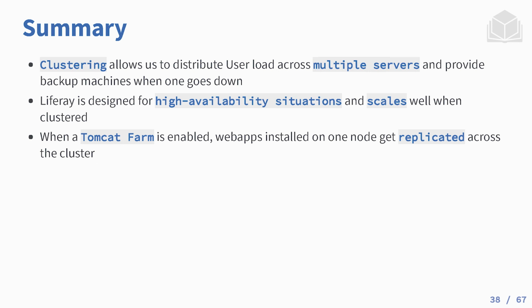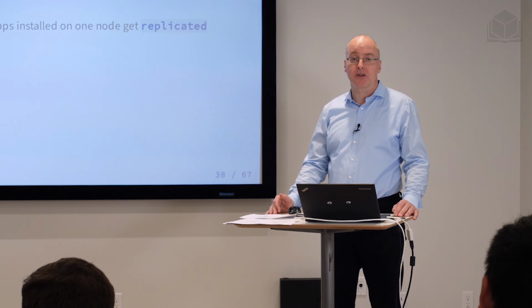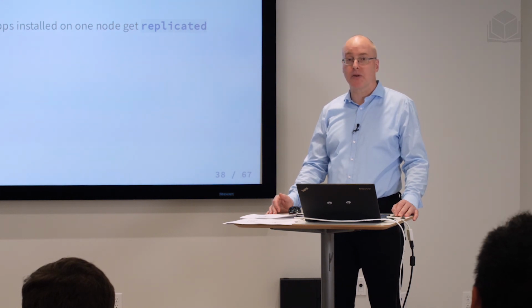Tomcat-specific one, when a Tomcat Farm is enabled, web apps installed on one node get replicated across the cluster. However, as Liferay always only installs one web app, I would say this is in 7.0 and 7.1 times, in DXP times, not so relevant anymore. But with former versions, it was more relevant, because there you could actually really deploy the web apps throughout the cluster this way.